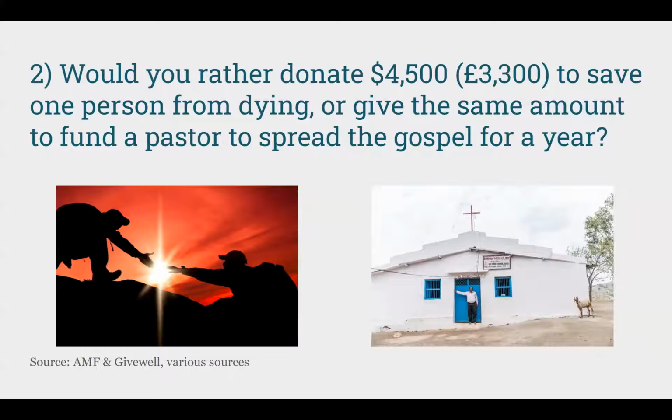So the first trade-off we're going to look at is a trade-off between saving human life and spreading the gospel or Christian evangelism. And I try to look at actual charities and look at actual quantified impacts from a certain amount of money. We're going to look at $4,500 for each of these trade-offs. And this first trade-off is between saving human life and spreading the gospel. Would you rather save one person from dying, especially from malaria, which is a common example and an example that we can see with AMF or other GiveWell charities, or spend the same amount of money to fund a pastor to spread the gospel for a year.